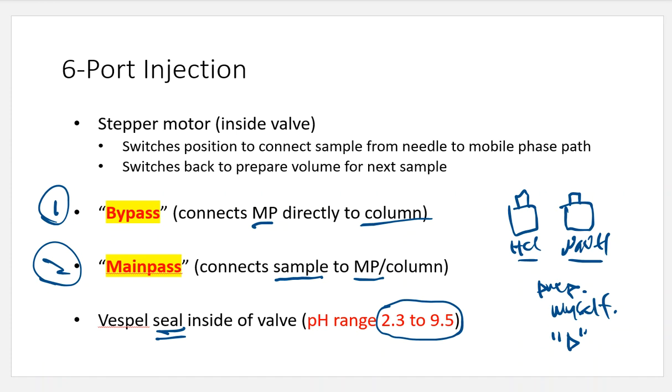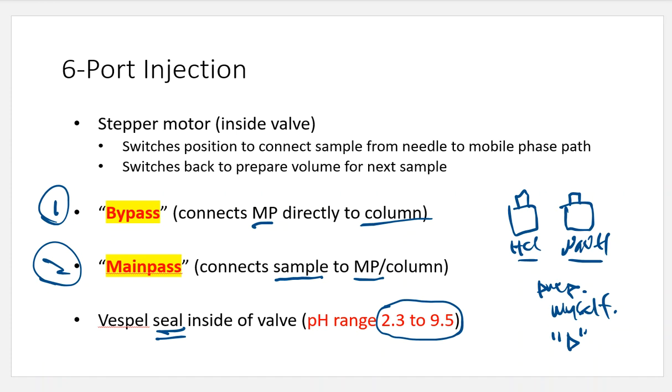Never be pumping sodium hydroxide, potassium hydroxide, sulfuric acid, or phosphoric acid all the way through. No strong acids. No strong bases. Anything that has a pH greater than 9.5 or lower than 2, I do not want those to reach the actual injection valve at all. So yet again, more proof why we should be making those mobile phases ourselves.